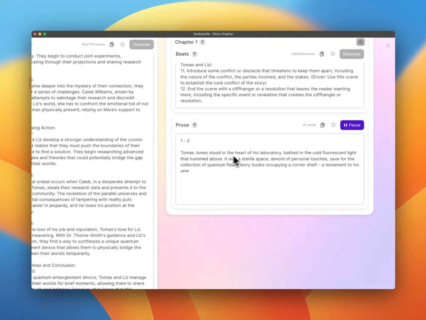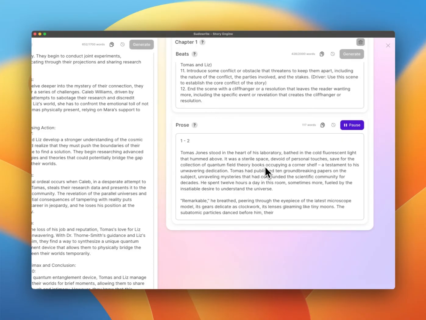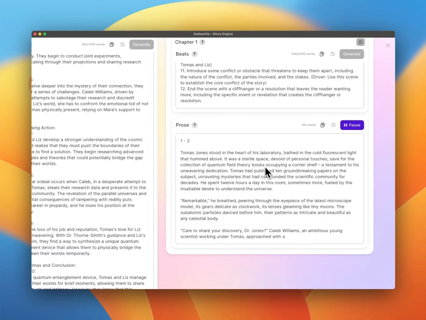Thomas Jones stood in the heart of his laboratory, bathed in the cold fluorescent light that hummed above. It was a sterile space, devoid of personal touches, save for the collection of quantum field theory books occupying a corner shelf, a testament to his unwavering dedication. Thomas had published 10 groundbreaking papers on the subject, unraveling mysteries that had confounded the scientific community for decades.